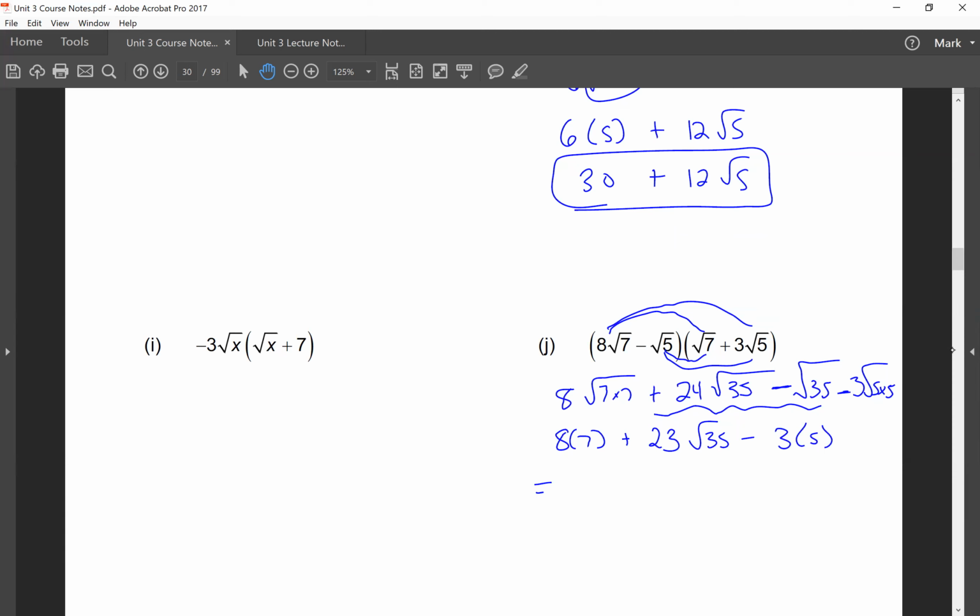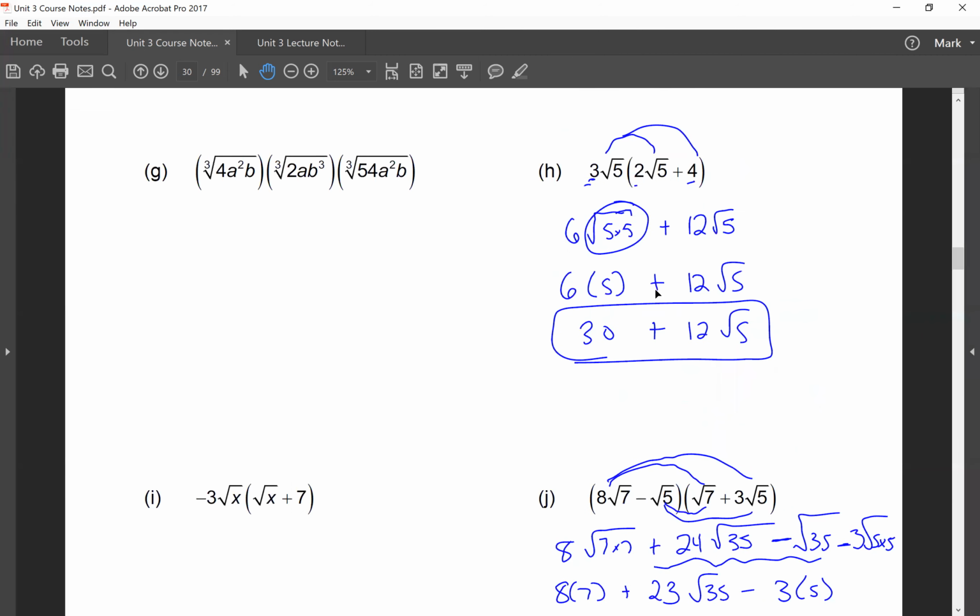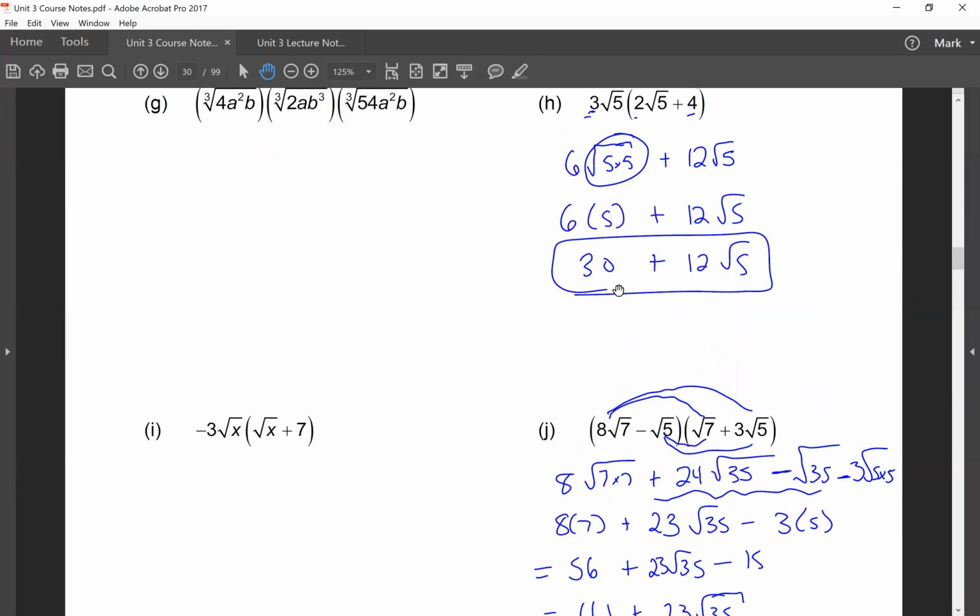And then I can finally simplify this a little bit more because that 8 times the 7, I can combine with the 15. So this would be 56 plus 23 root 35 minus 15. And then finally, we would get 41 plus 23 root 35. Whew. Okay, now somebody in the chat just asked me if I could do G, which I can.